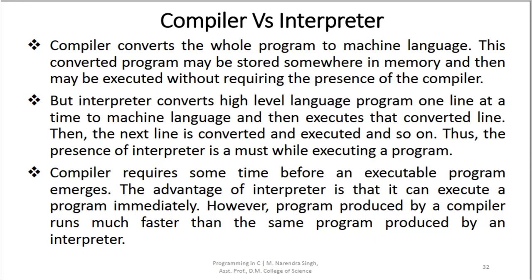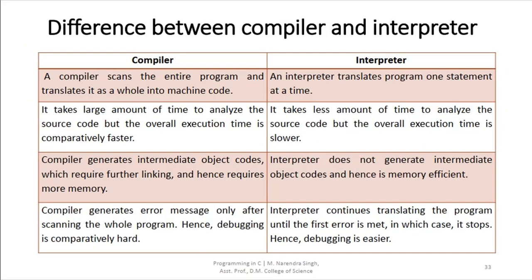Why? Because compiler looks at the whole program, organizes it, translates it, and after that, it runs the program. Since it has already organized all the source code and translated it into machine code, it takes less time in running the program. But an interpreter, since it translates line by line, takes more time in running the program later on. That's the difference between compiler and the interpreter. Now we can compare its features.